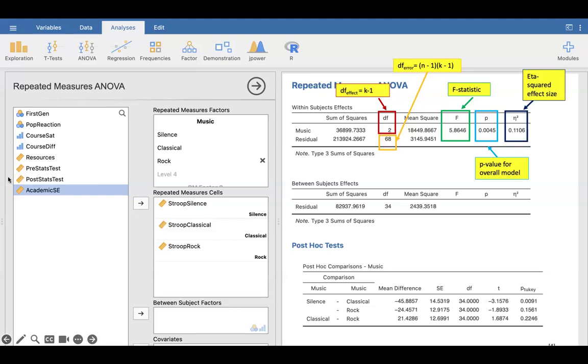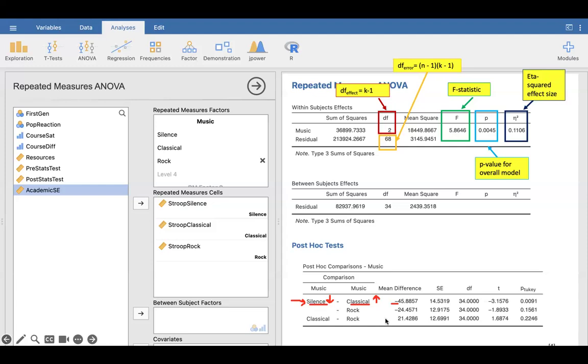So for this, here I have the comparison between silence and classical. Because it's negative, what that indicates is that silence is lower than classical, which in our case for this example, we're looking at the time it takes to complete the Stroop task in different sound conditions. And so what it's saying is that the participants in the study completed the Stroop task faster in the silence condition than they did in the classical condition.